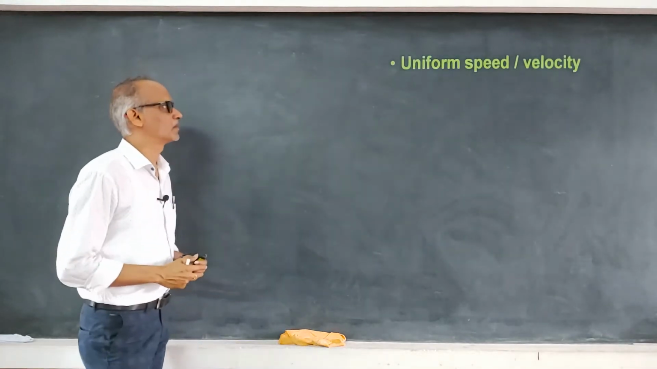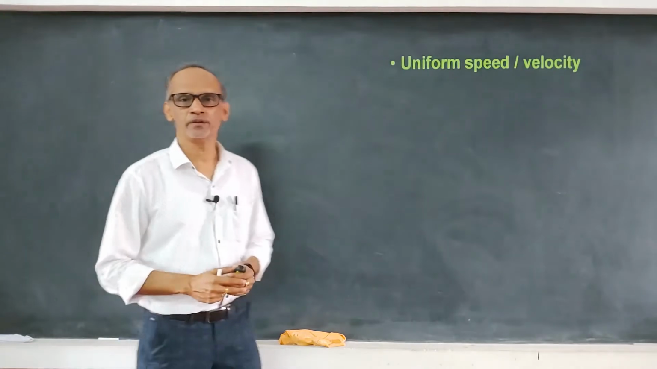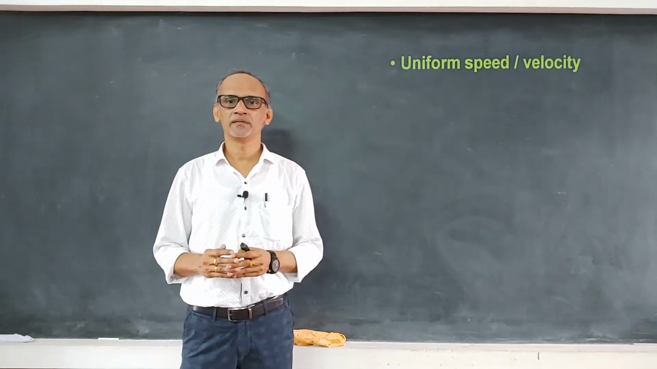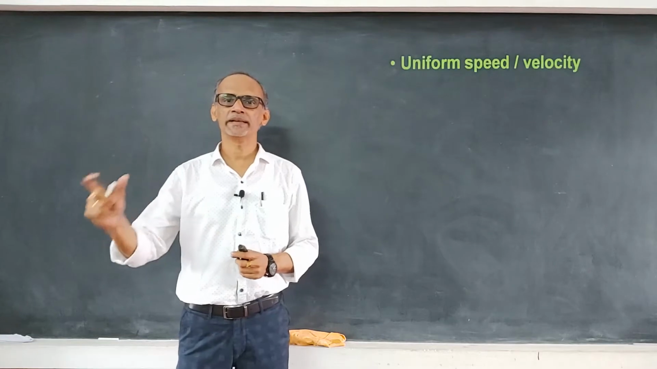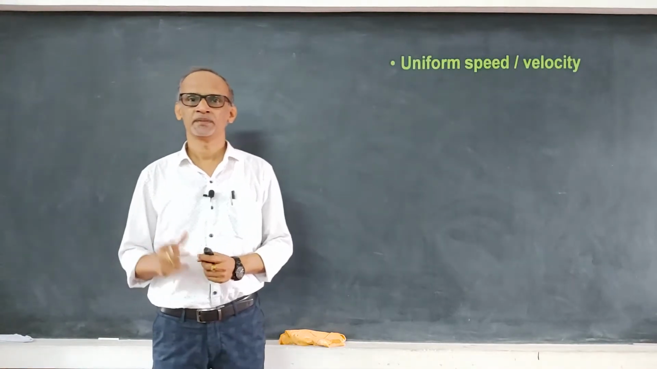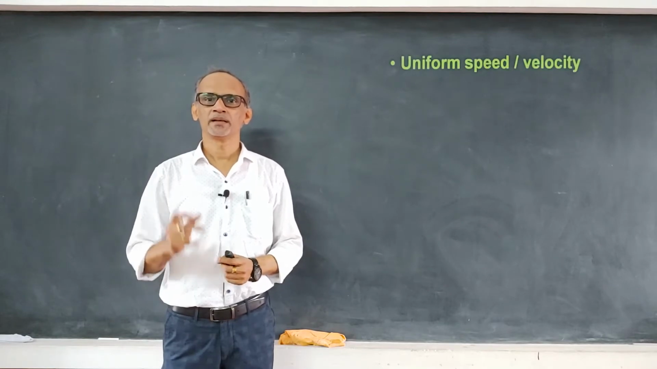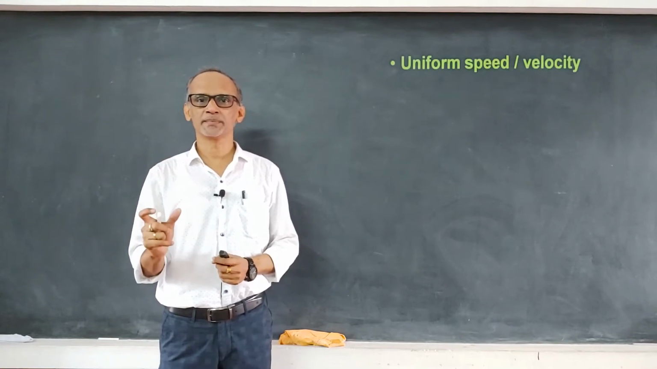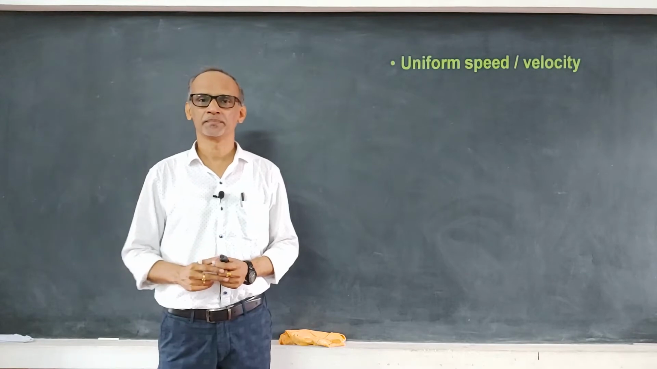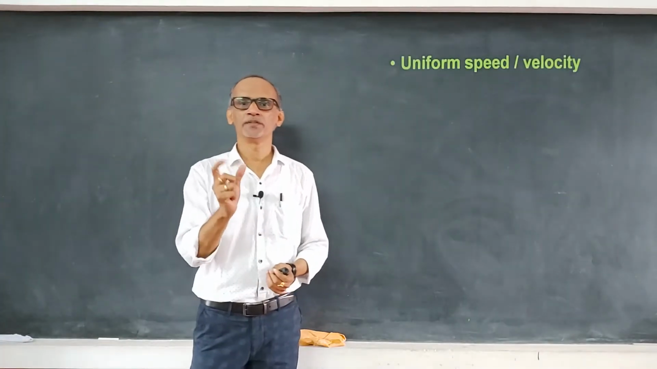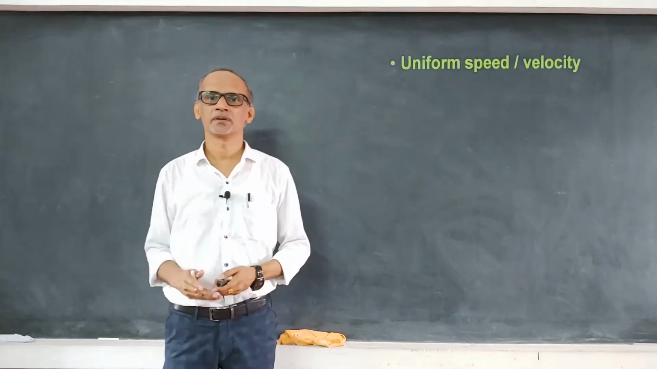All these things we learnt in the last class, and we even learned an important term called uniform speed or uniform velocity. Uniform speed means if a body covers equal distances in equal intervals of time, we call such speed uniform speed. If a body undergoes equal displacement in equal intervals of time, then the velocity is said to be uniform. Uniform means same, constant throughout.